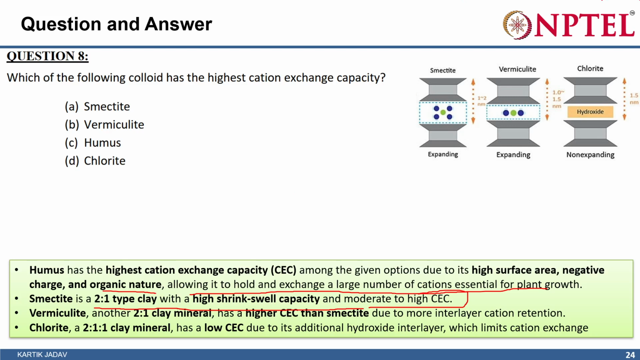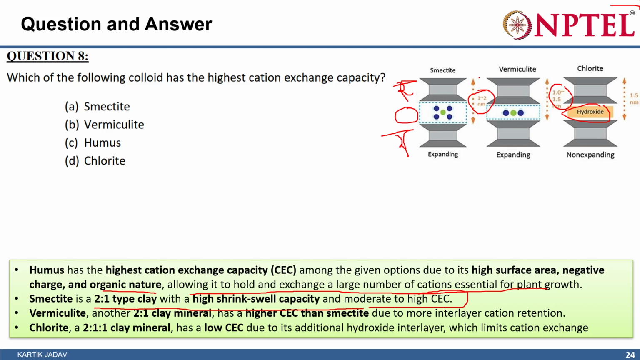You can see this, right? The presence of hydroxide in the chlorite structure. If you see this, the distance is higher in the case of smectite, that is 1 to 2 nanometer, while vermiculite has a lower distance, about 1 to 1.5 nanometer. And smectite, we know, is a 2:1 type of silicate clay, right?